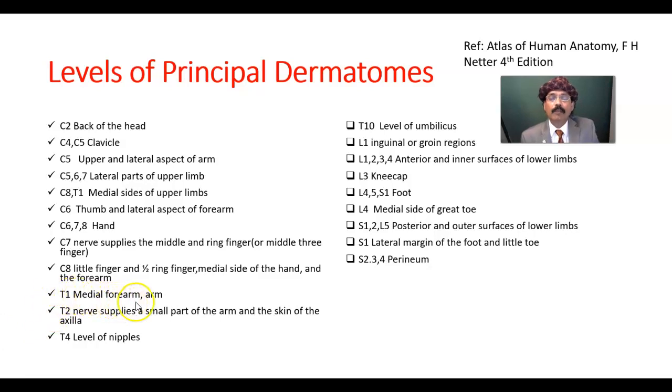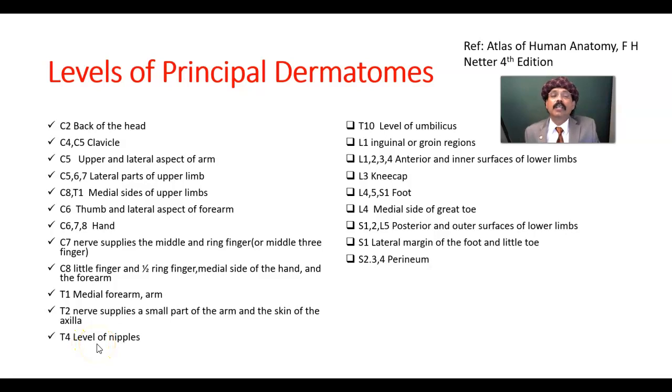T1, medial forearm and arm. So medial forearm and arm. T2 nerve supplies a small part of the arm and the skin of the axilla, especially the floor of the axilla. Okay, so that is very important. The lateral cutaneous branch of T2 is called the intercostobrachial nerve, and that may be associated with cardiac referred pain. Not only T2, sometimes T1 may be involved in cardiac referred pain, and that is very important. Okay, T4, level of nipple.